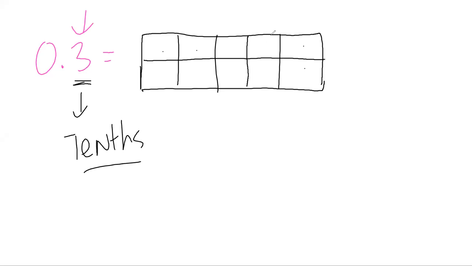And so I have 3/10. So how many of these tenths, because each one of these equals a tenth, how many do I have to shade in? Well, 3. 1, 2, 3. So that's how I would model 3/10. And again, this looks really familiar to work we've done with fractions before. So I don't know, let's do another.